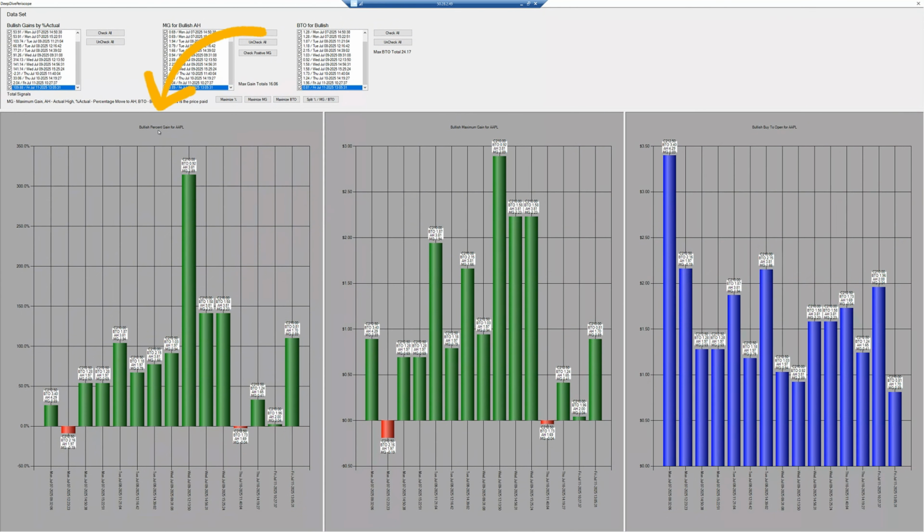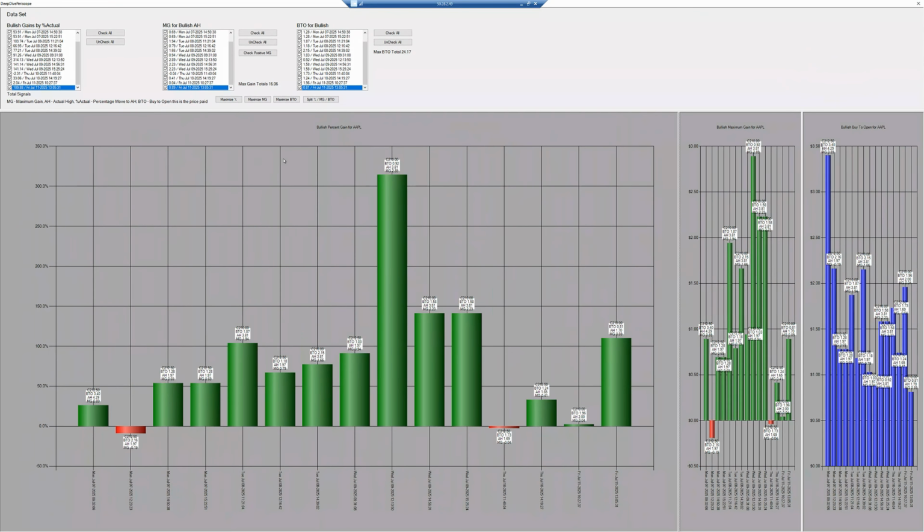So we have the bullish percent gain for Apple. Now this is for the y-axis, the bullish maximum gain, basically whatever target that contract achieved. Okay, now this is the actual high. Next up we have the bullish buy to open for Apple. Now here, this is what I look at basically, the bullish percent gain, right? Now here it's telling me for that particular signal that formed on Friday, July 11th, the trade worked out above 100%, right? And I can see the data for it right here too, the buy to open and the actual high.